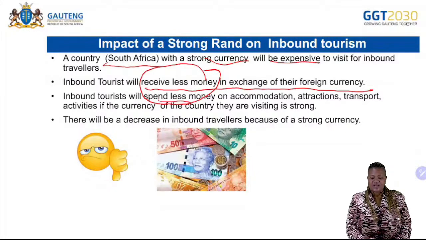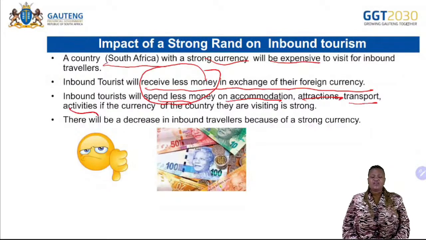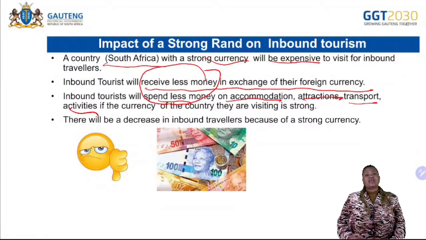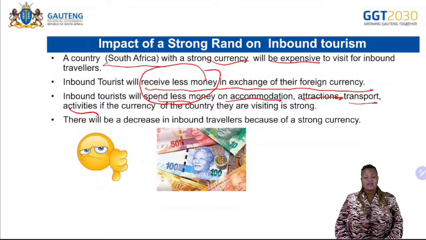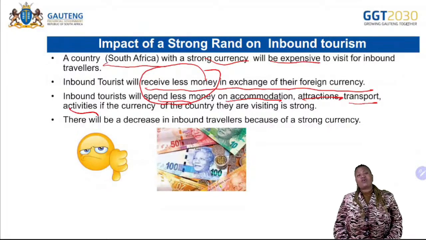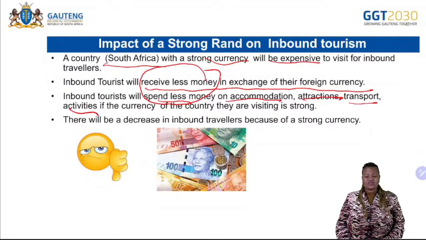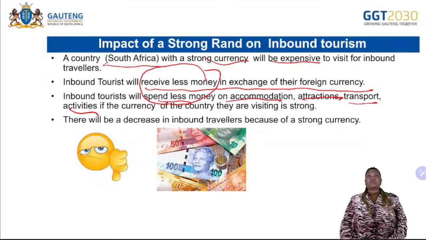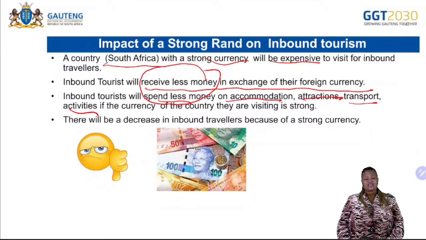Inbound tourists spend less money on accommodation, attractions, transport, and activities if the currency of the country they are visiting is strong. So as much as we are saying they receive less money in exchange for their foreign currency, when these inbound tourists come into our country and our currency is strong, they will spend less money on accommodation. Why? Because they received less South African rands. They'll spend less on attractions, transport, and activities. And that's not what we want. We want our tourists to spend more when they're visiting South Africa.